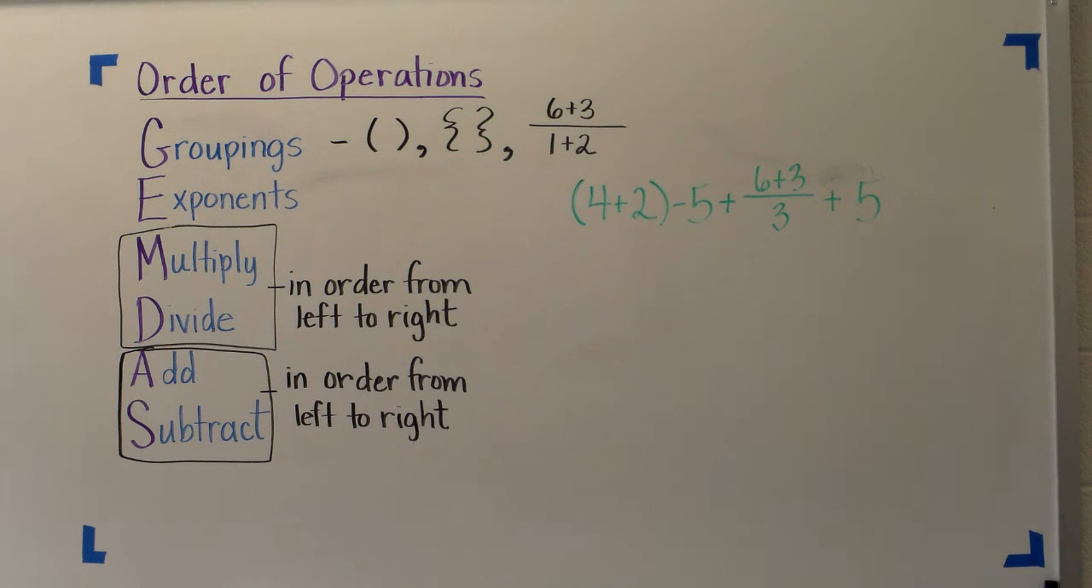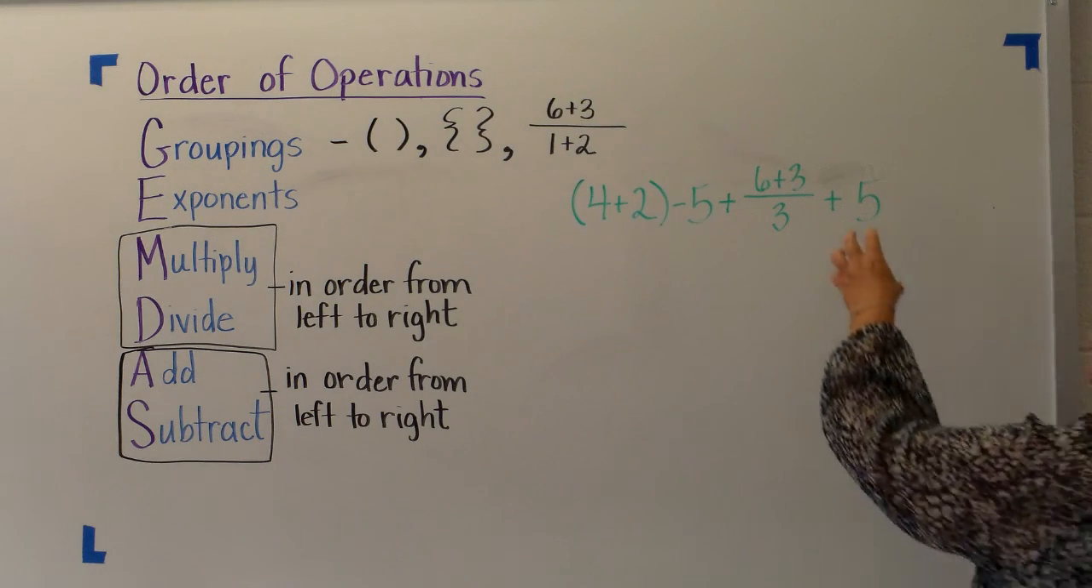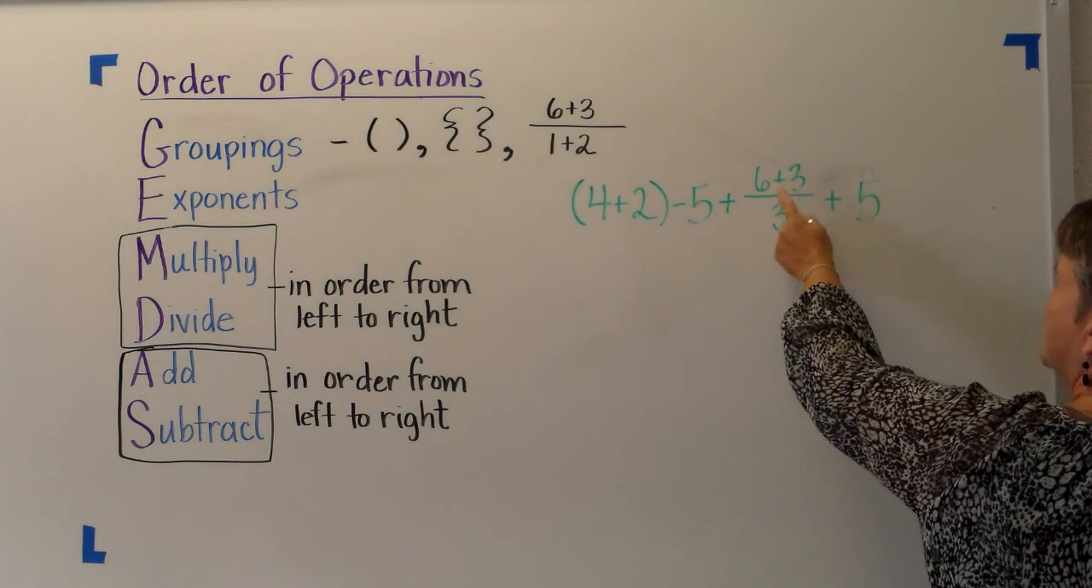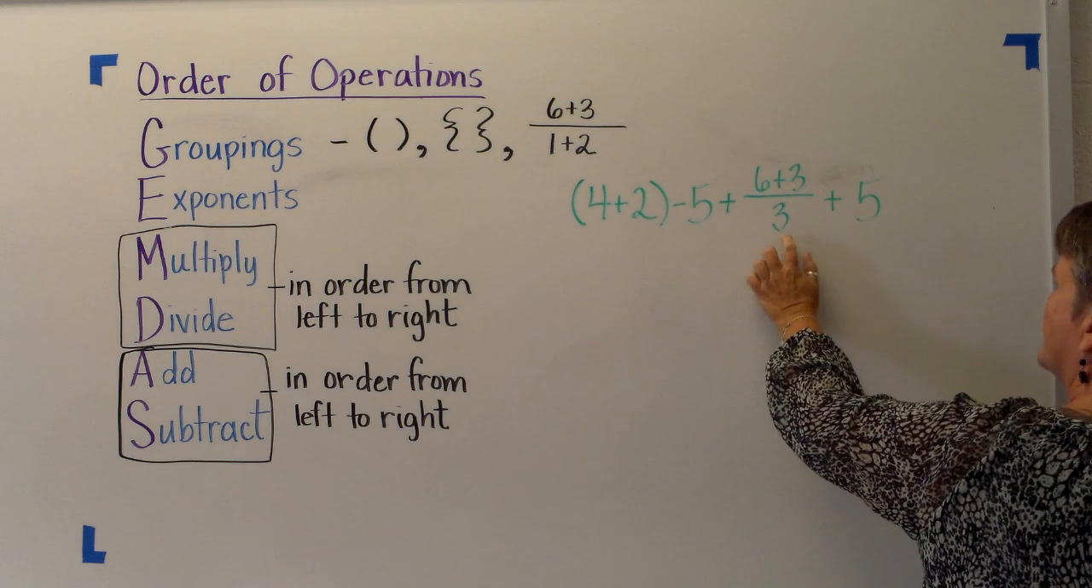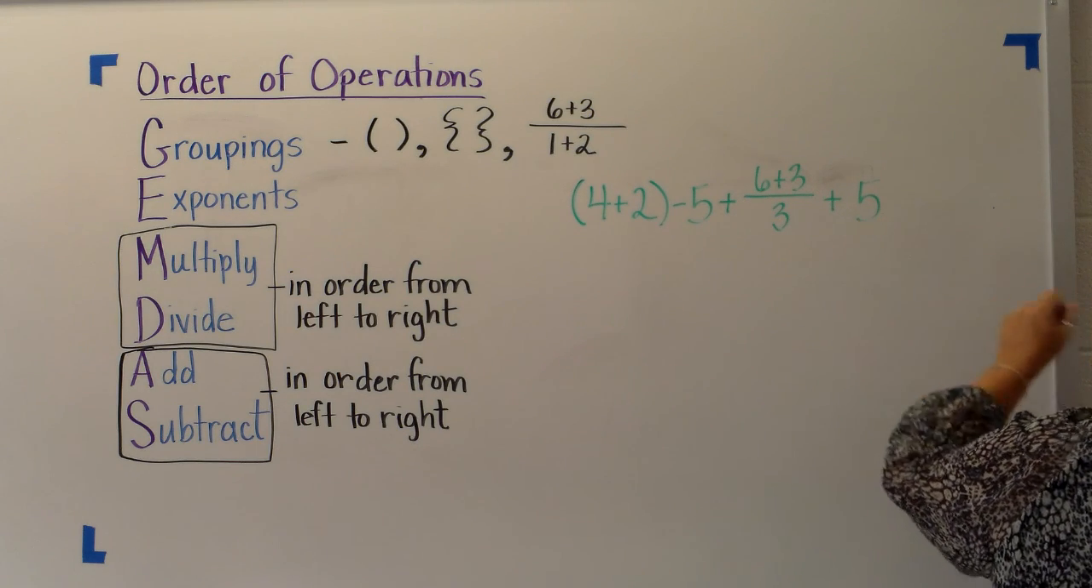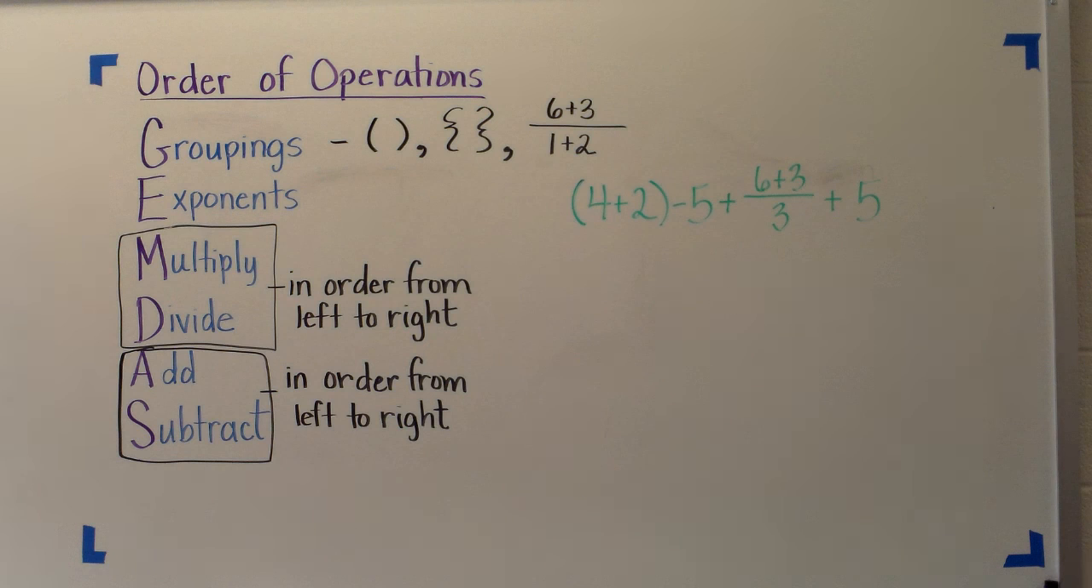(4 + 2) − 5 + (6 + 3)/3 + 5. Take a moment, copy that down. Pause the video if you need to, copy it down.